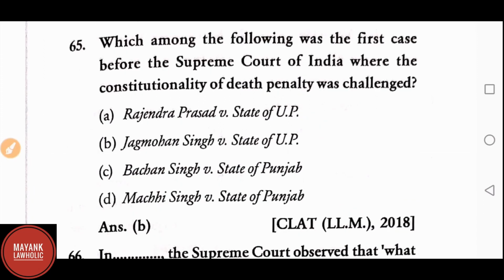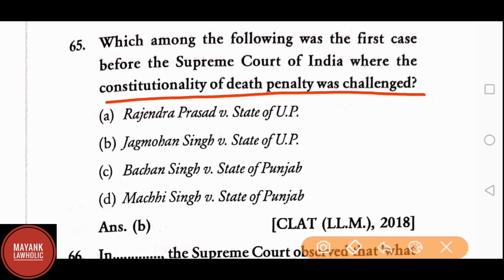Question number 65. Which among the following was the first case before the Supreme Court of India where the constitutionality of death penalty was challenged? Option A. Rajendra Prasad versus State of UP. B. Jagmohan Singh versus State of UP. C. Bachan Singh versus State of Punjab. And D. Machhi Singh versus State of Punjab. The answer is B. Jagmohan Singh versus State of UP.